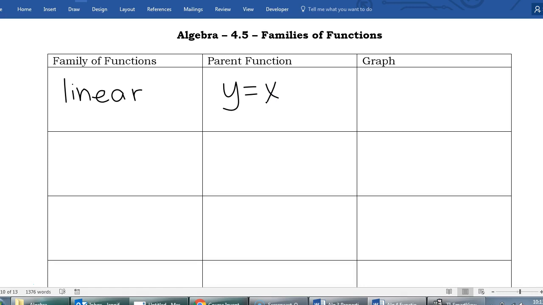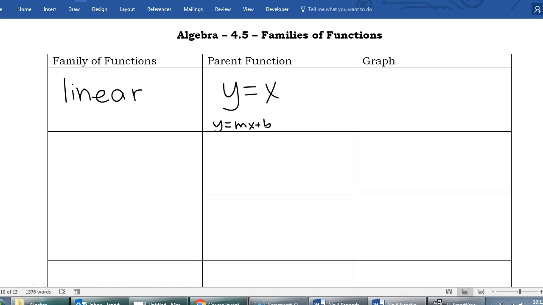Y equals x is the parent function. You may have seen other representations. Y equals mx plus b, probably the most common one. There's also point slope form, which is y equals m in parentheses x minus x1 plus y1. Standard form, ax plus by equals c. I'm going to just write that one down because that's the one most people remember.